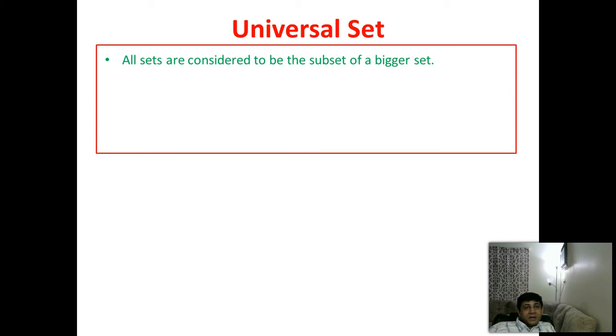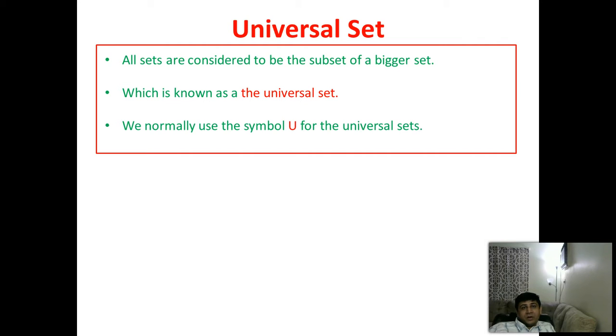Now, let's start this lecture with the introduction of a universal set. This is a very important concept in set theory. By definition, every set is a collection of objects, things, or numbers. So all sets are considered to be a subset of a bigger set, and this bigger set is known as the universal set. We use a symbol U to represent universal sets here.